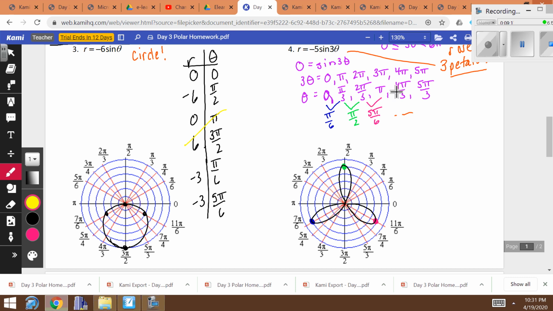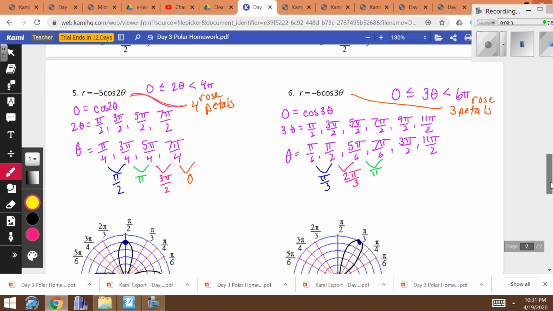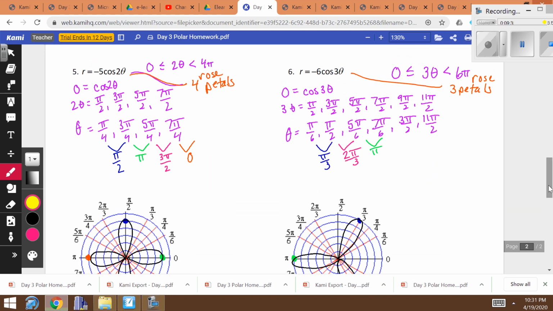Between 2 pi over 3 and pi would end up being 5 pi over 6. This is the positive, but again, we end up getting a negative value. You could absolutely figure out the rest of them. You wouldn't need to because we know that it's just going to repeat the same petals. All right. Number 5, again, you'll notice these end up all kind of being similar.